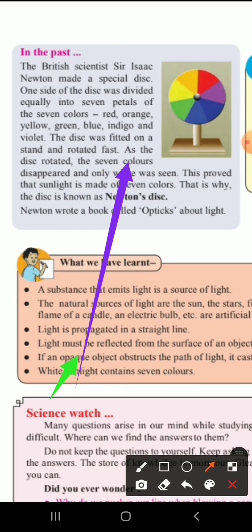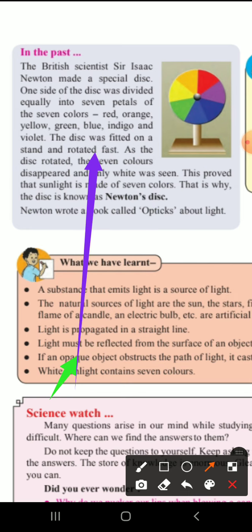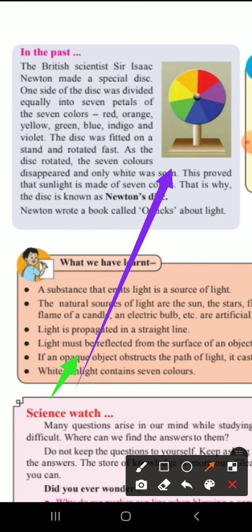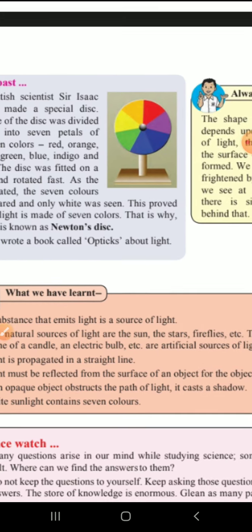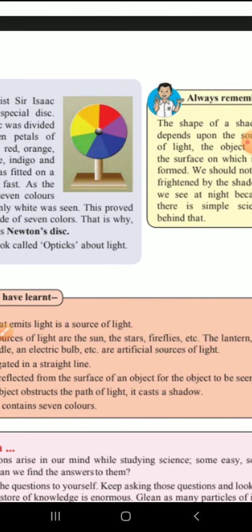The disc was fitted on a stand and rotated fast. As the disc rotated, the seven colors disappeared. Only white was seen. This is the proof that sunlight is made of seven colors. That is why the disc is known as the Newton disc. Newton wrote a book called Optics about light.